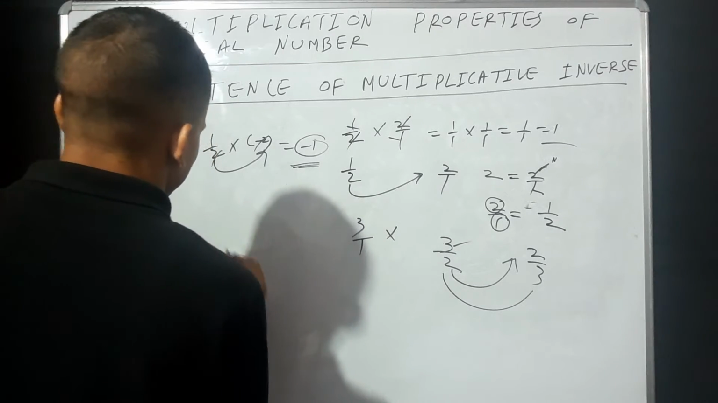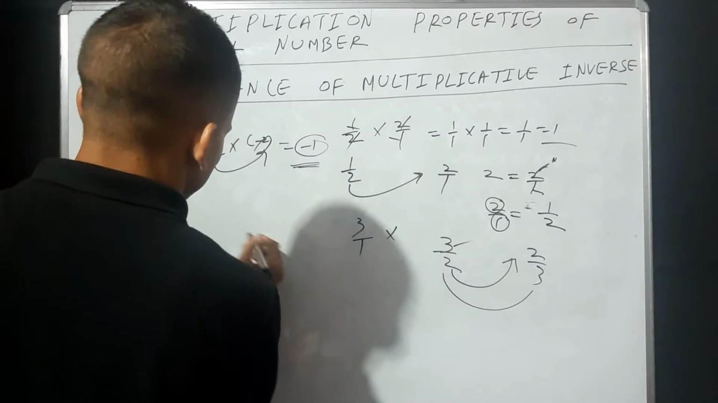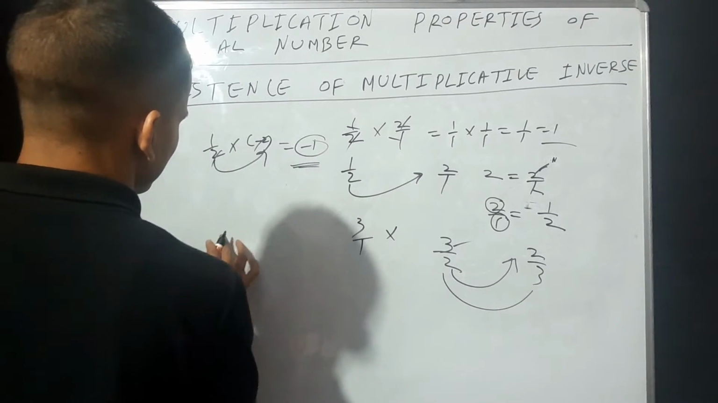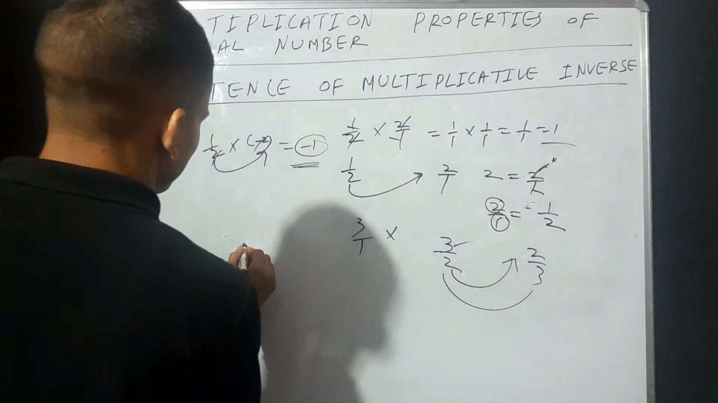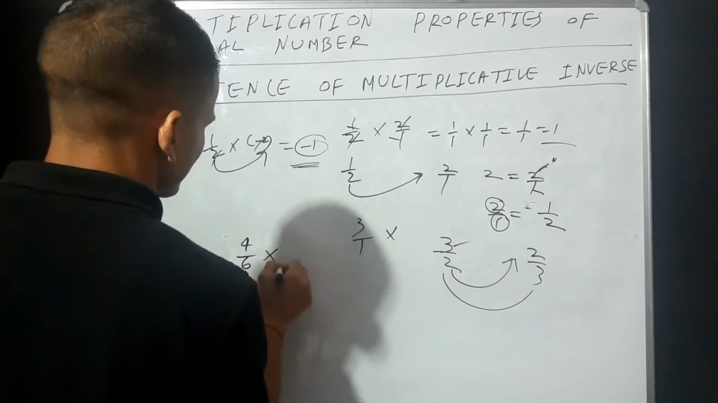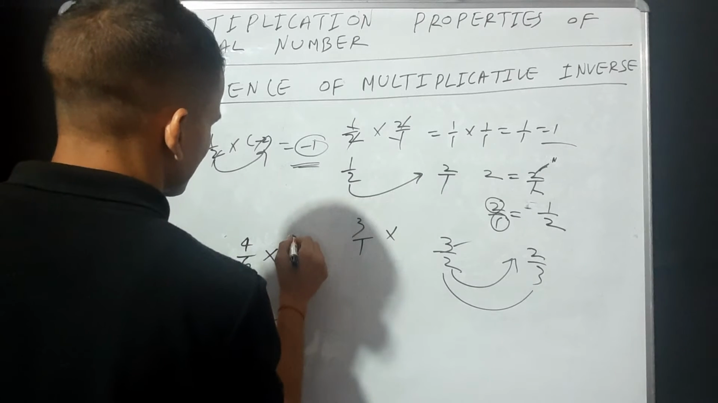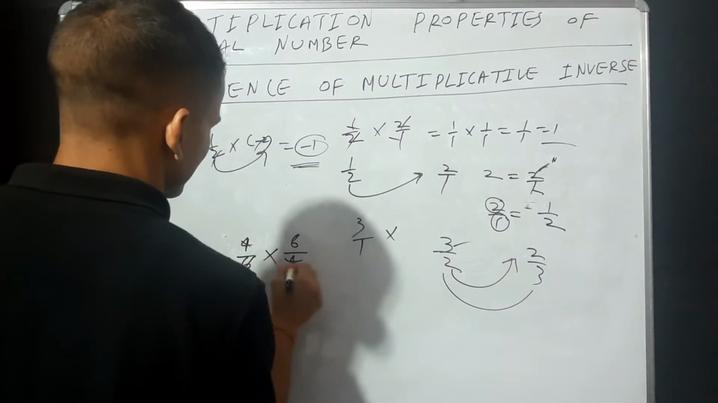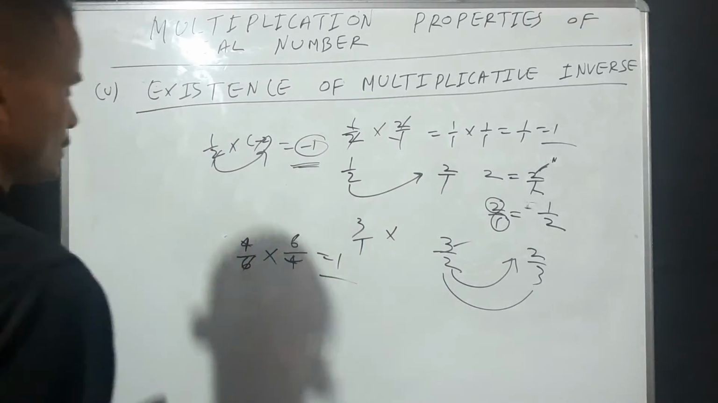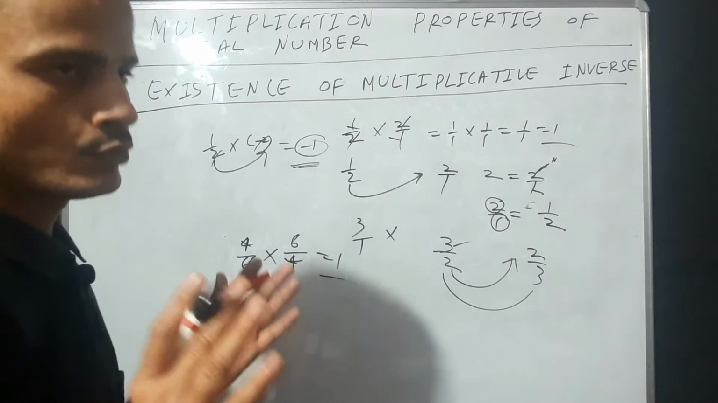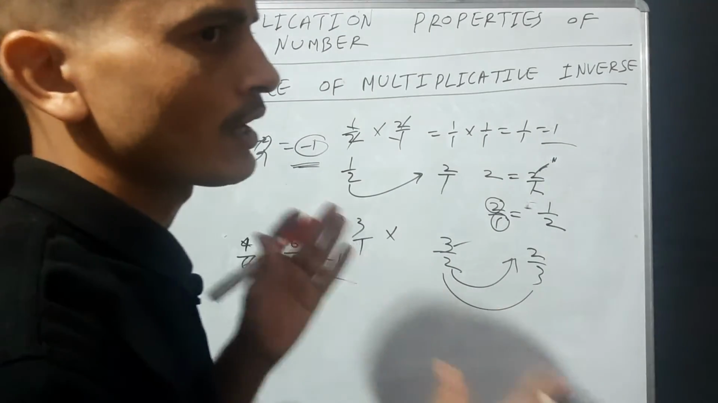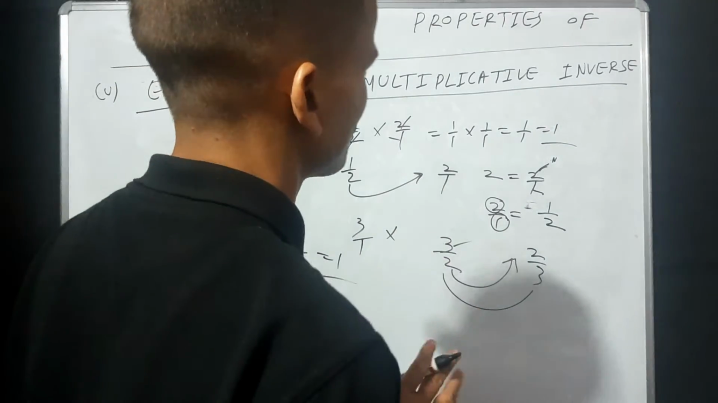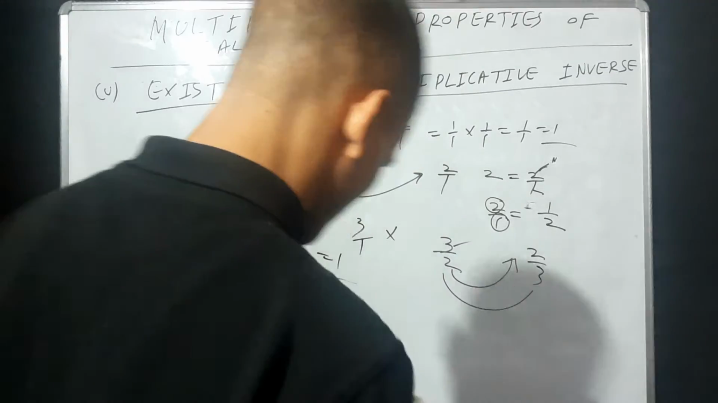So this is the proper definition of multiplicative inverse. If you want to find the multiplicative inverse of 4 by 6, we multiply by the reciprocal of this number, 6 by 4. 6 and 6 cut, 4 and 4 cut, and the result is 1. So when we multiply both numbers, the result is 1, which means both numbers are reciprocal to each other, and this is known as the existence of multiplicative inverse, okay.